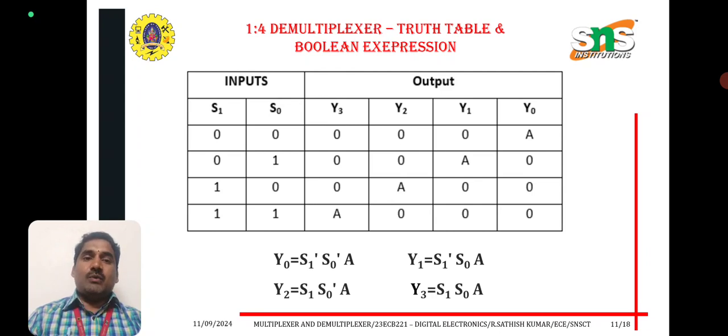Therefore Y0 is equal to S0 bar into S1 bar into A, where A is high. Y1 is S1 bar S0 into A. Y2 is equal to S1 S0 bar into A. Y3 is equal to S1 S0 into A.